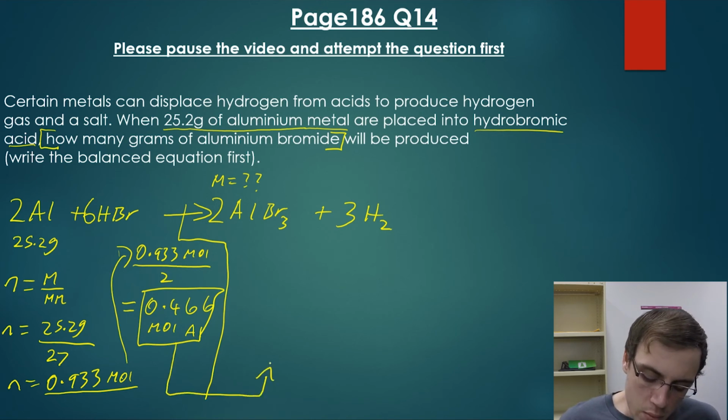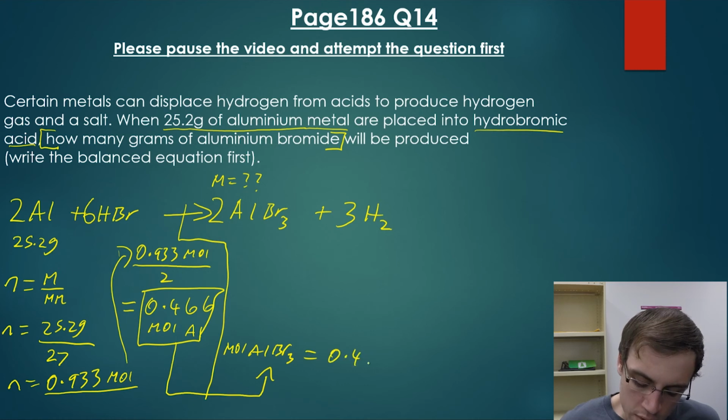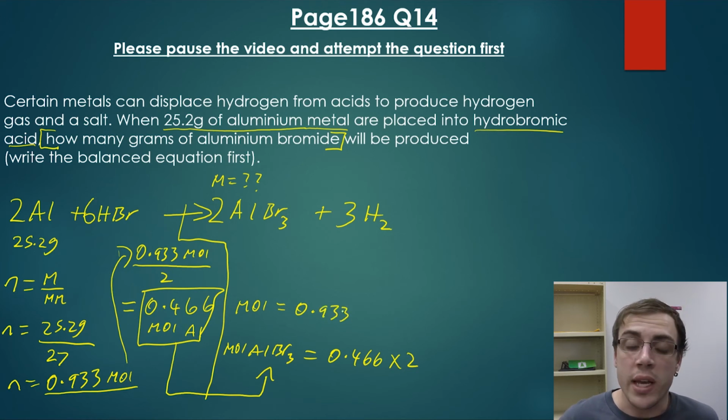Now that we have calculated our moles of aluminium, we can move this over to the other side. So we know that the moles of aluminium bromide is equal to 0.466. So we're now going to take this molar amount and multiply it by the coefficient up here. So we've got our moles is equal to 0.933.